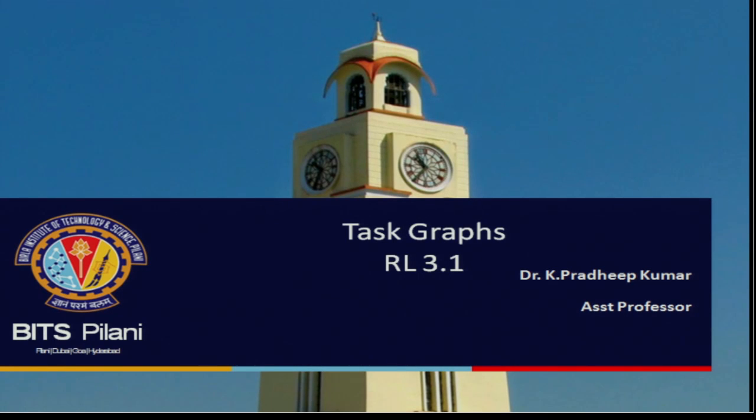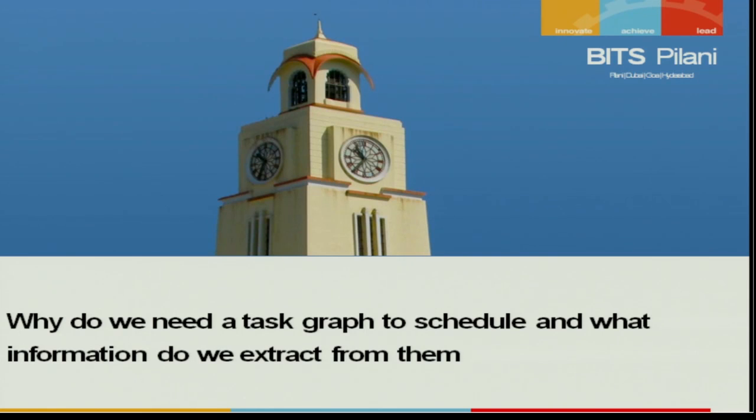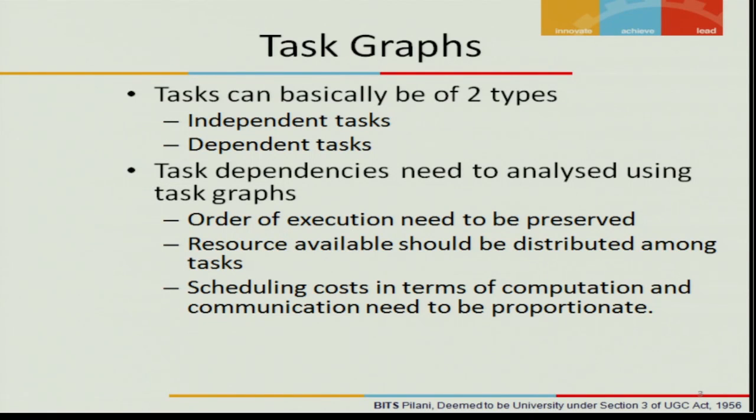Actually, one question we need to analyze is, why do we need a task graph first of all? Because a schedule is of course a set of tasks, and we know the order and everything, but some internal information is required to be covered. Like, for example, in a task graph, we have a set of tasks; either they can be independent or they can be dependent. The dependency can be due to several conditions.